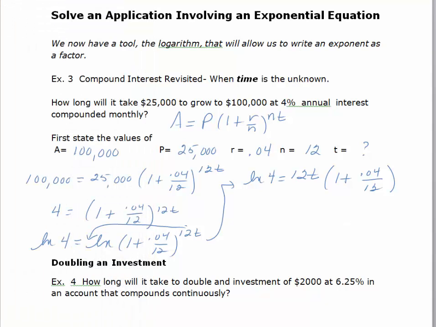So let's finish solving this. In order to solve for t, I've got to divide both sides by 12 and by the natural log of (1 plus 0.04 divided by 12). So that gives us the natural log of 4 divided by 12 times the natural log of (1 plus 0.04 divided by 12) is equal to t. This is considered the exact value. I want to approximate that to the nearest tenth, and we're looking for time, which will be in years.